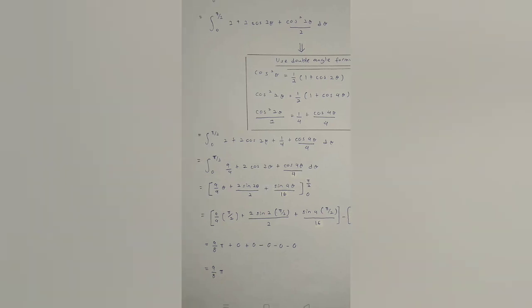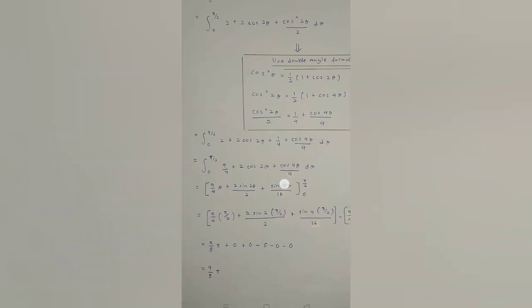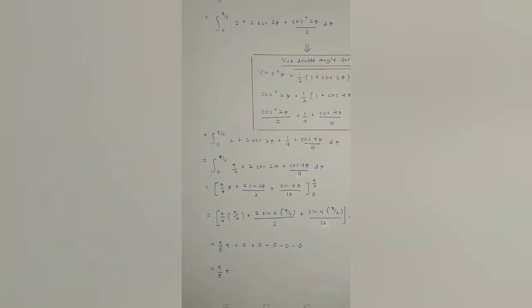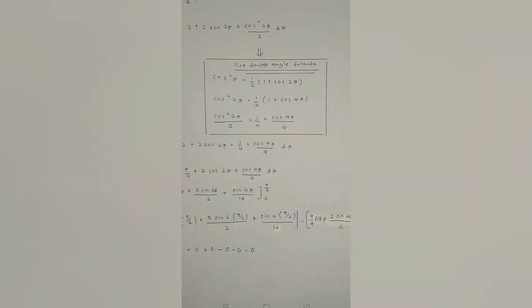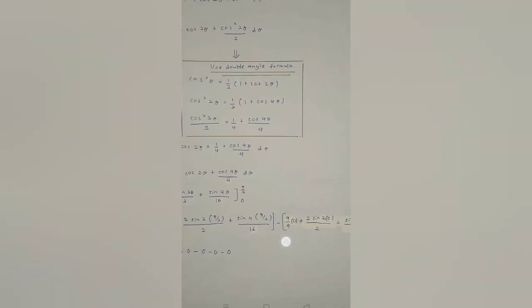Okay, and then we insert the values into the equation. Then we get open bracket 9 over 4 times pi over 2 plus 2 sin 2 times pi over 2 over 2 plus sin 4 times pi over 2 over 16 close bracket, minus open bracket 9 over 4 times 0 plus 2 sin 2 times 0 over 2 plus sin 4 times 0 over 16 close bracket. And then we calculate it. Then we get 9 over 8 pi plus 0 minus 0 minus 0 minus 0. And then we solve it using a calculator and we get the final answer, which is 9 over 8 pi.